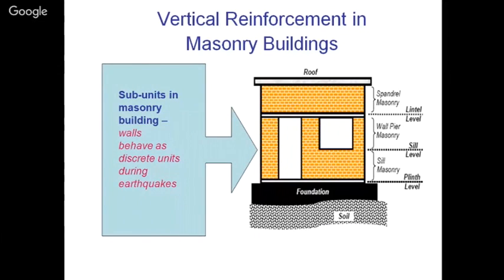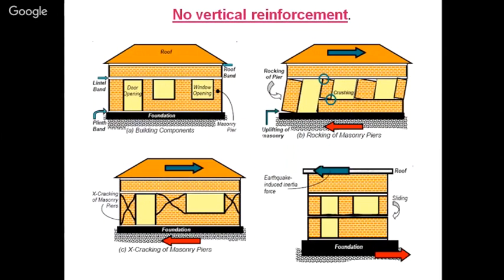And between the lintel level and the top of the sill level, we call it wall pier masonry. That is, piers are there, and above the lintel level, that is, above the window and door, because window and door share the same level, we have the spandrel masonry. So lintel level and sill level are given, where we provide the lintel band and the sill band, and the plinth band also we provide, as we have shown in our preceding slides.